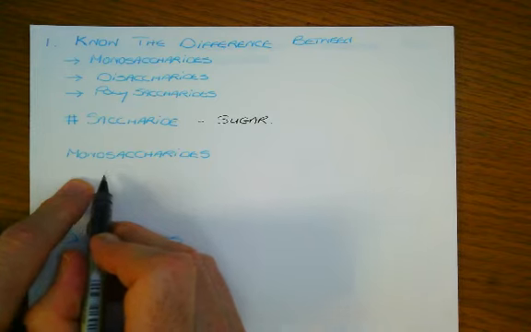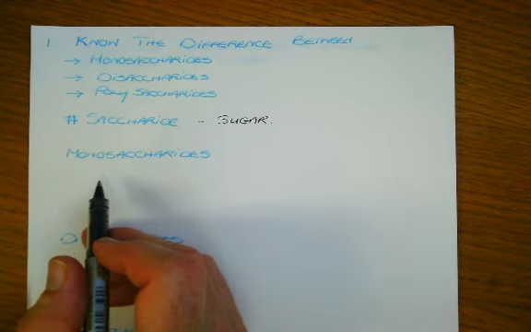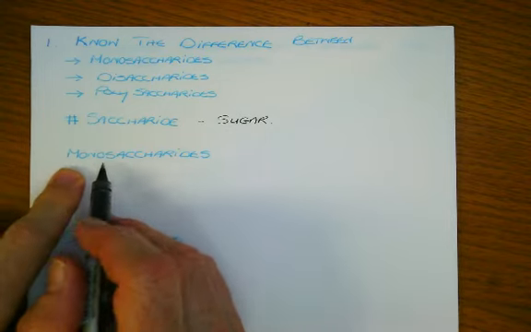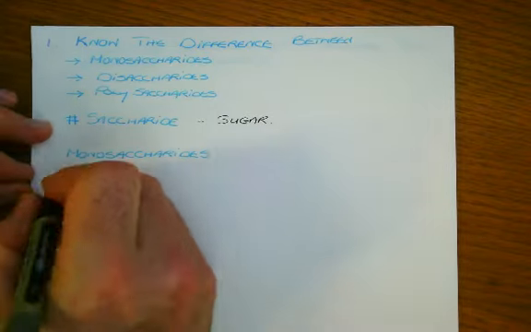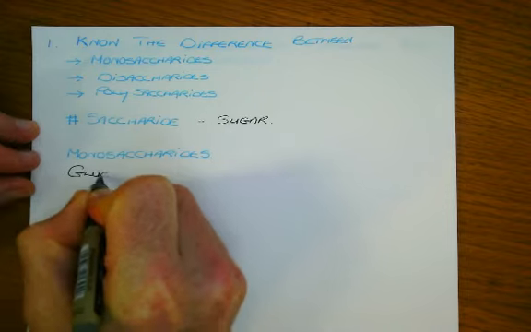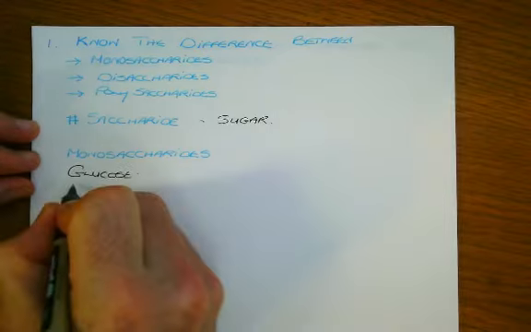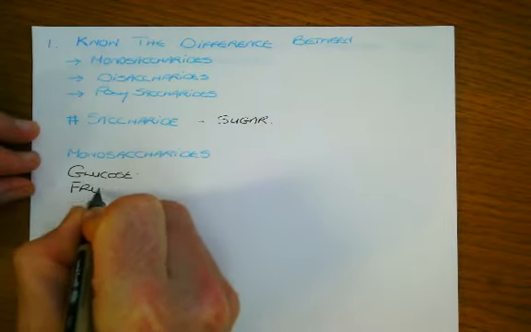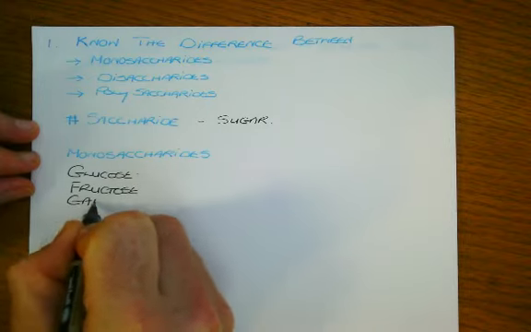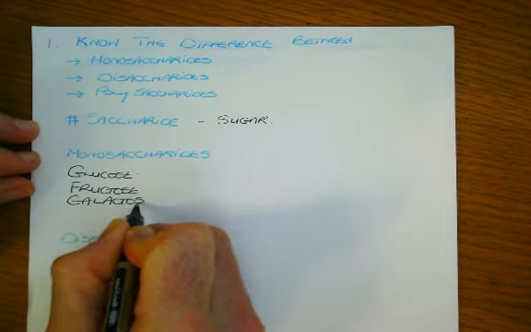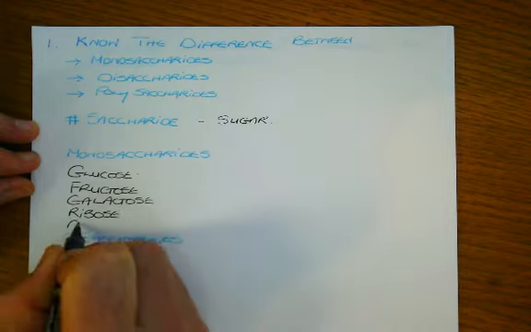Monosaccharides. Now, you need to think back to the organic chemistry that you've done, when you think about monomers and polymers. Monosaccharides are the monomers for the production of polysaccharides. The monosaccharides that you need to know about are glucose, so that's a simple sugar. The other one is fructose, then galactose, ribose, and deoxyribose.